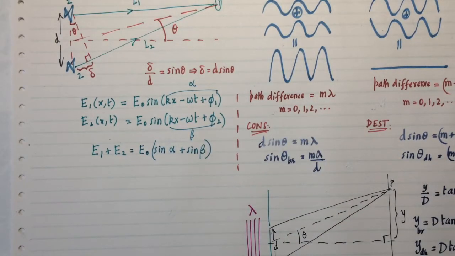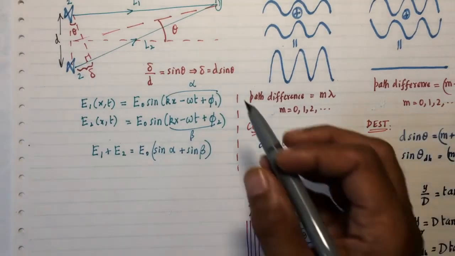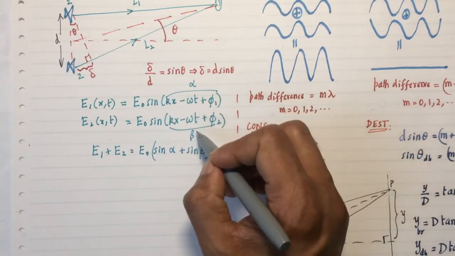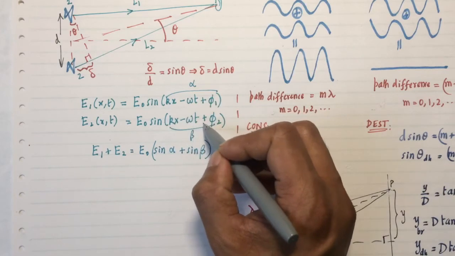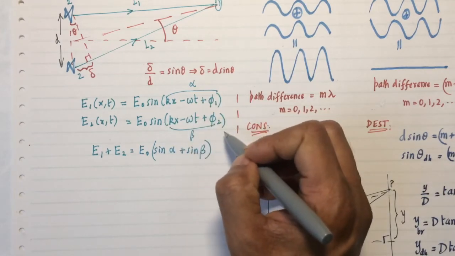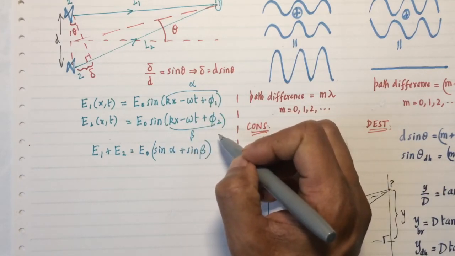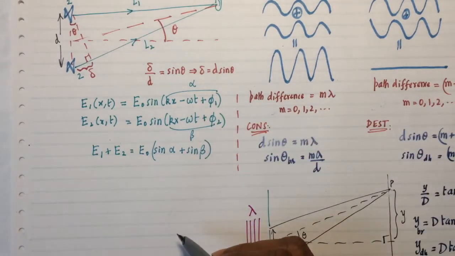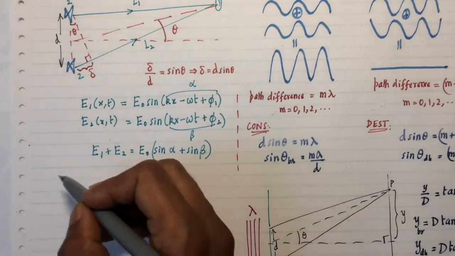So you've got to add a sine of something and a sine of something else. Now one way to do that is to expand alpha as kx minus omega t plus phi 1 and beta as kx minus omega t plus phi 2. Play the usual mathematical rules of trigonometry and you'll get the answer. So I'll play it slightly differently.